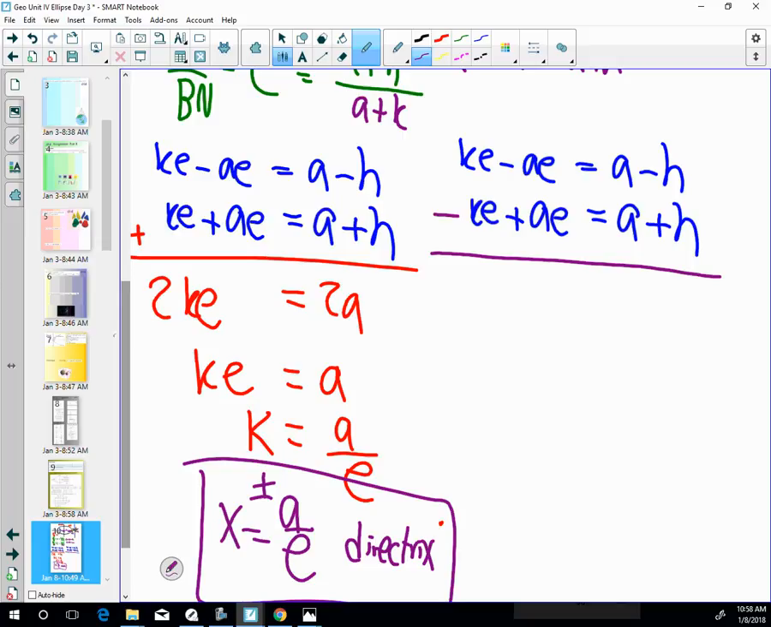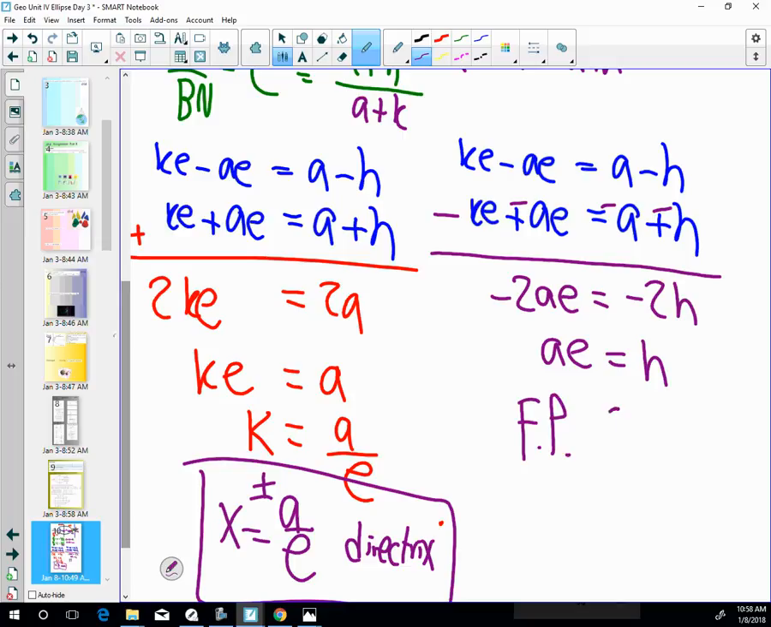Yeah, I'm going to subtract everything, multiply both sides by -1. Now when I add these, this will be 0. I'll get negative 2AE. A minus A is 0. Negative 2H divided by -2. And I get H is equal to AE. The focal points will be 0, comma, plus or minus AE.